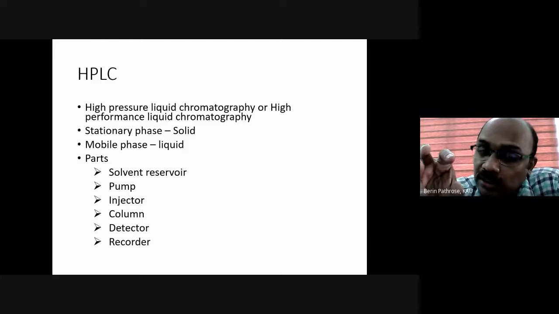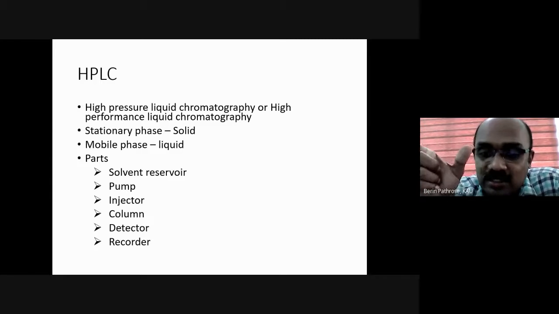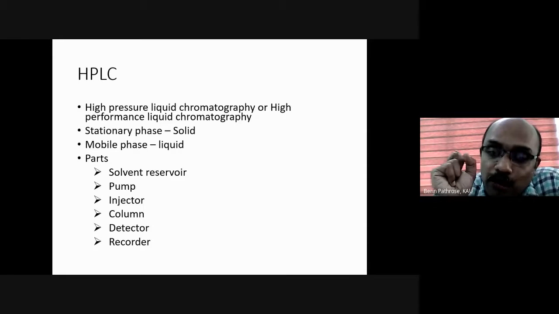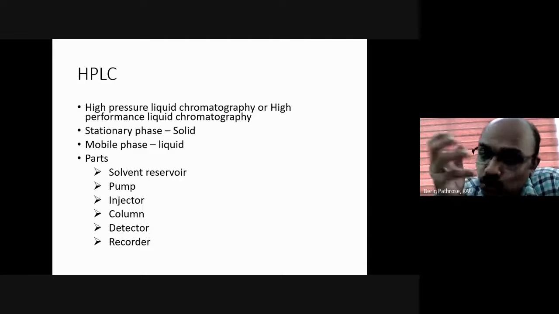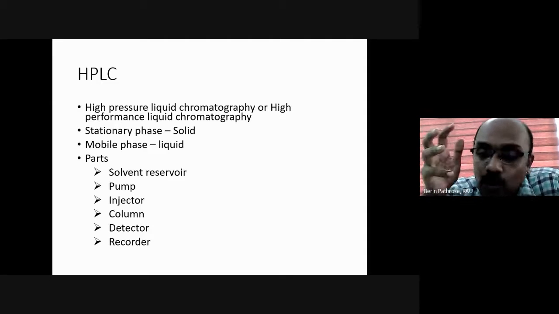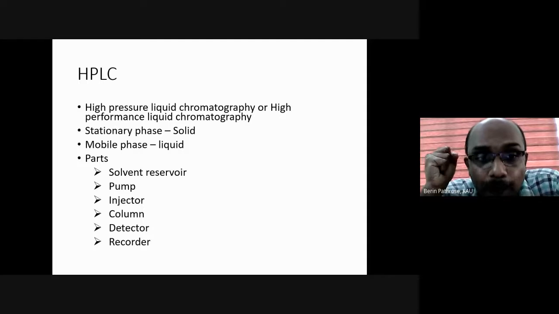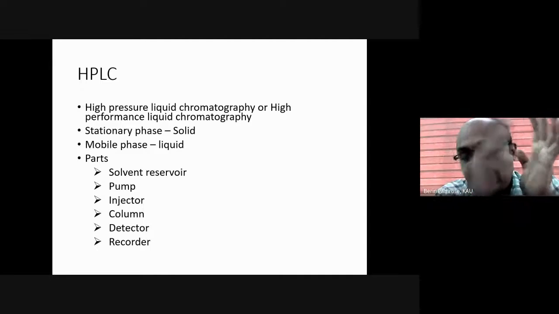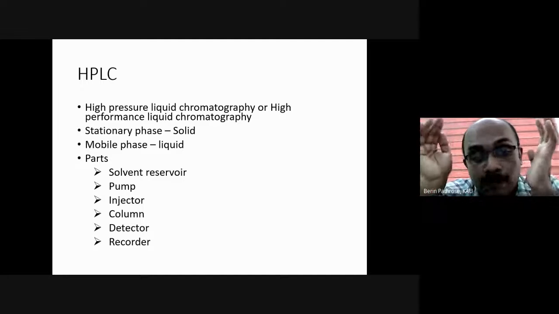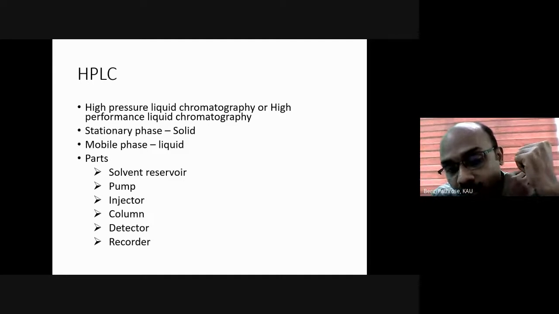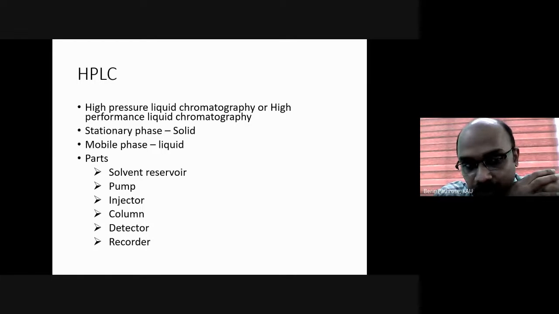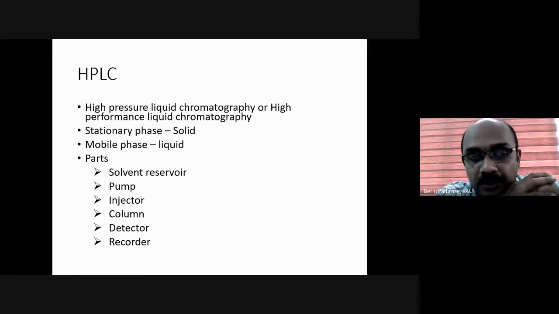The solid stationary phase is housed in a column, and the mobile phase, usually a solvent, is pumped at high pressure through this column, because these columns are tightly packed and we have to apply pressure so that the solvent will move at a constant rate through the column. So that is high pressure or high performance liquid chromatography.